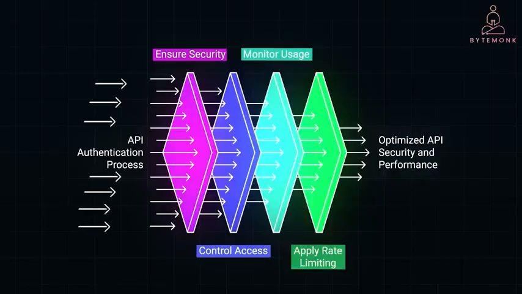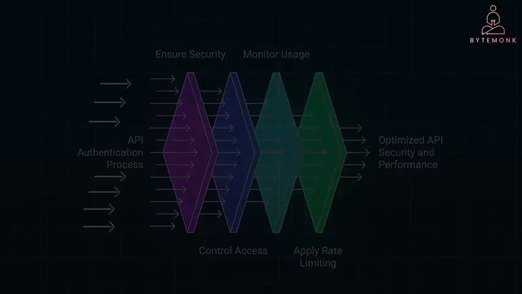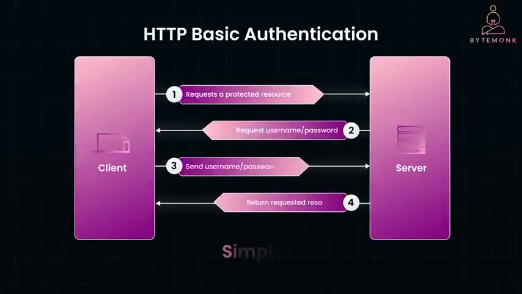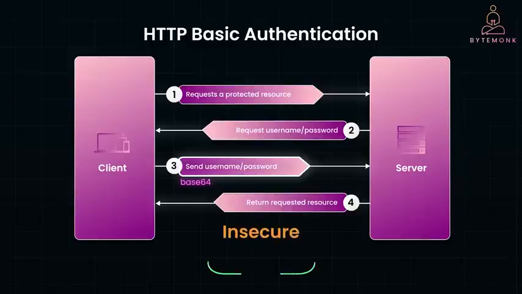Now, there are several ways to authenticate API requests, and the method you choose depends on your security requirements and complexity of your system. Let's look at the most common API authentication methods which exist today. HTTP basic authentication is one of the simplest forms of authentication, where the client sends a username and password in the HTTP header encoded in base 64. While easy to implement, it's not very secure since the credentials are sent with every request, and these credentials are not hashed or encrypted by default. So they can be intercepted, which makes this authentication mechanism insecure unless it is used in conjunction with HTTPS.